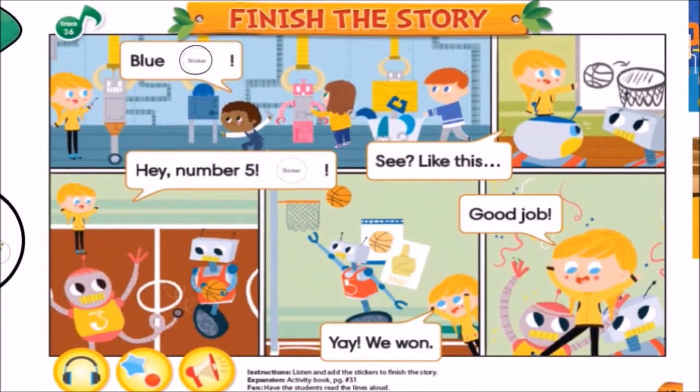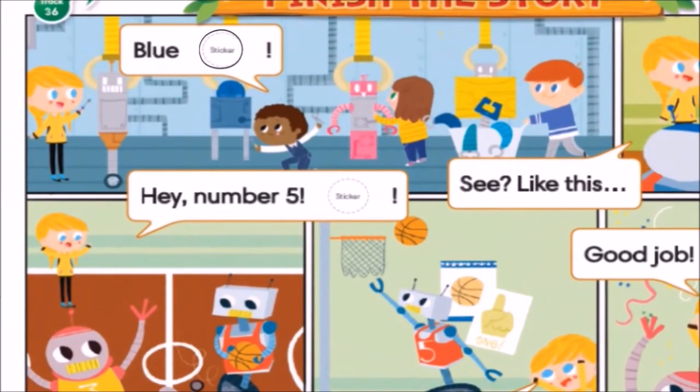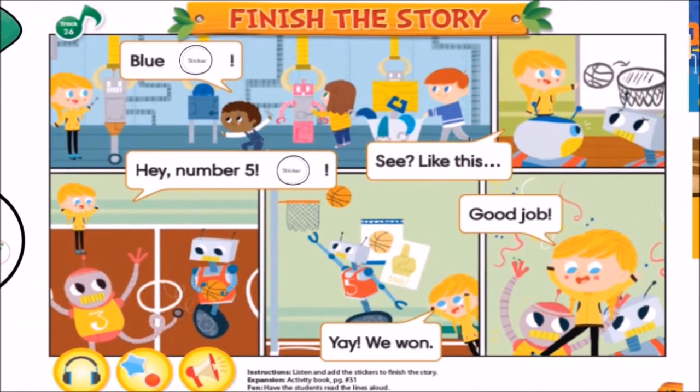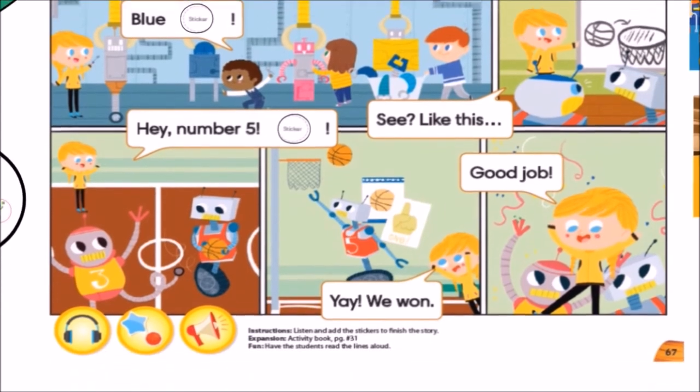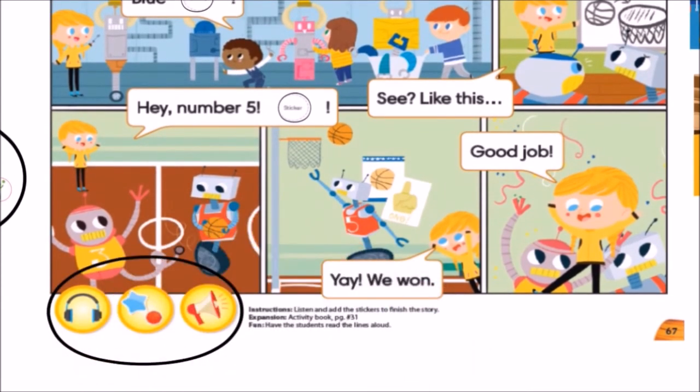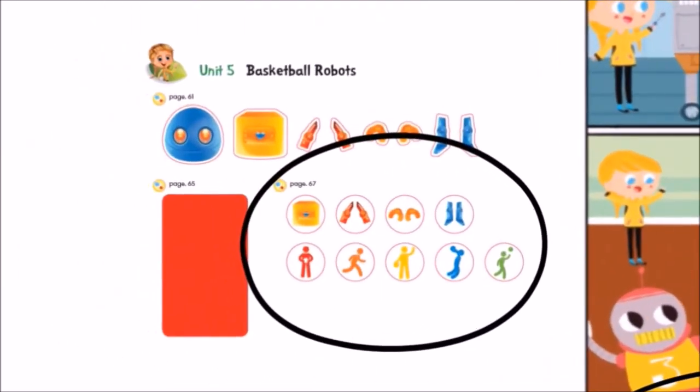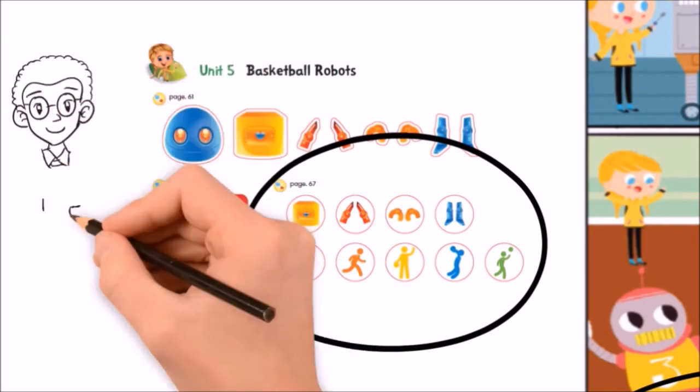Start the audio again. Repeat this for frame 3 when you hear the character say, hey, number 5, throw the ball. So play the track again from the beginning and ask the students to repeat the lines from the story. Then help the students locate the stickers in the back of the book for page 67 again. You can tell them to choose a different body part sticker and a different sports verb sticker to change the story.